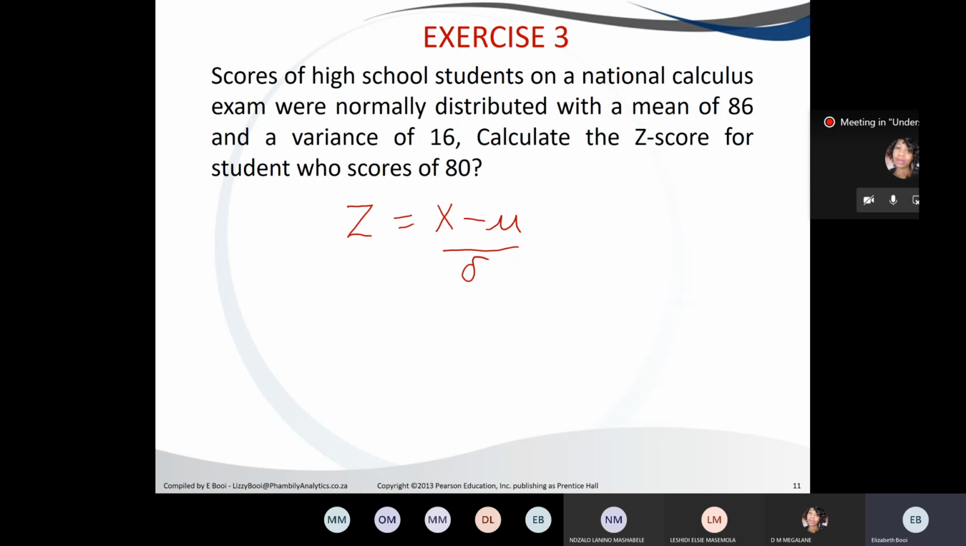Exercise 3. Remember also you are given the variance on this.